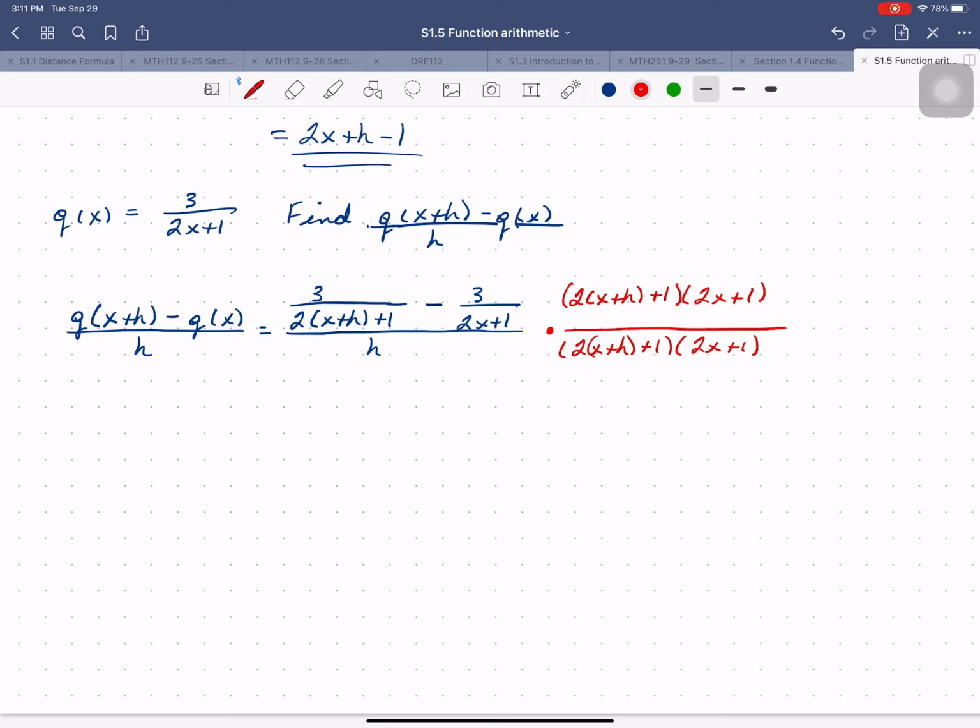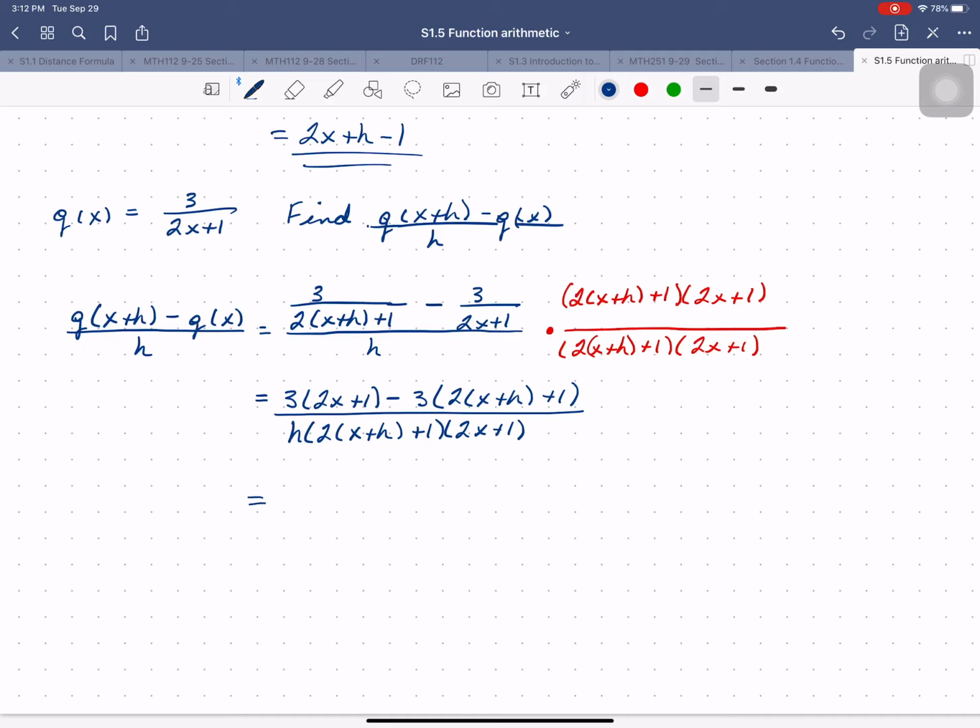And I'm not going to multiply anything through yet. So other than I am going to multiply this numerator all the way through on the top. So what happens is the matching denominators cancel, and I really clear the fractions on the top there. So what I end up with is 3 times 2x plus 1 minus 3 times 2 times x plus h plus 1 all over h times 2 times x plus h plus 1 times 2x plus 1.